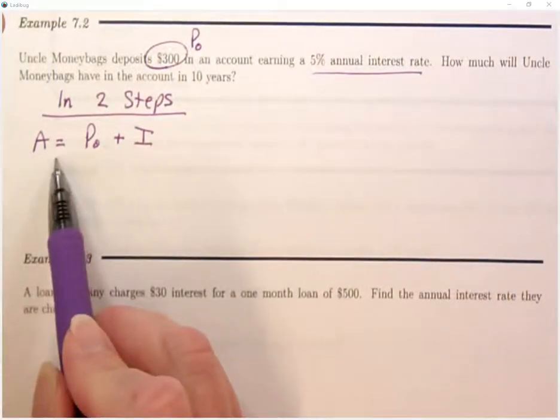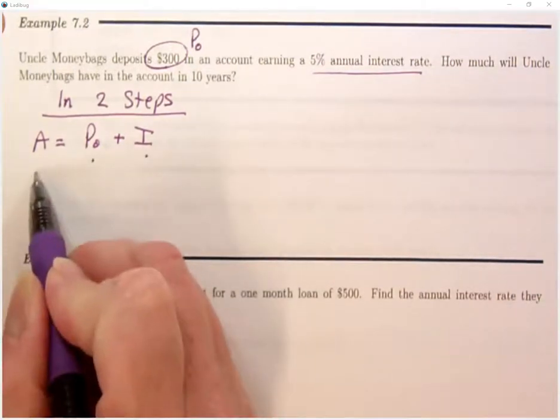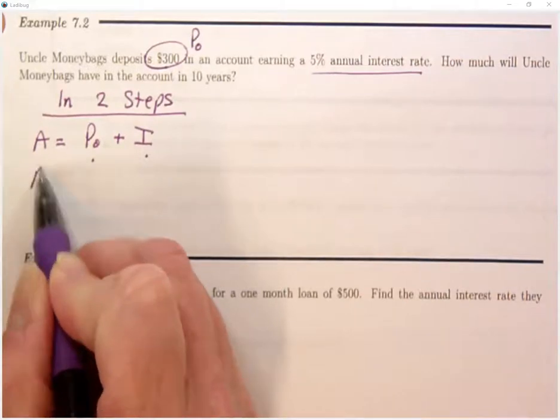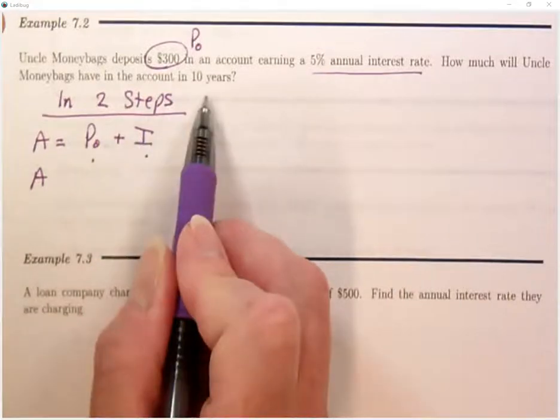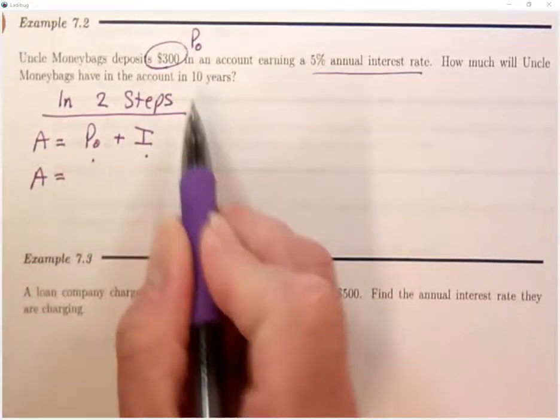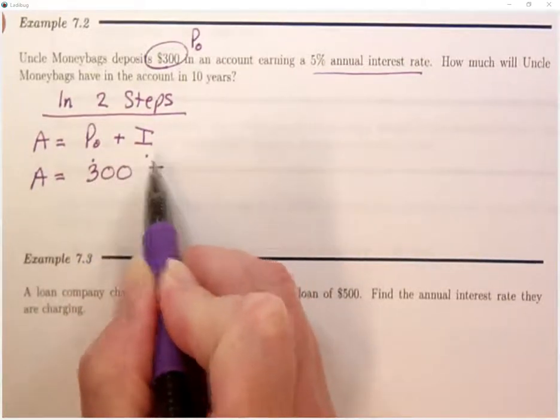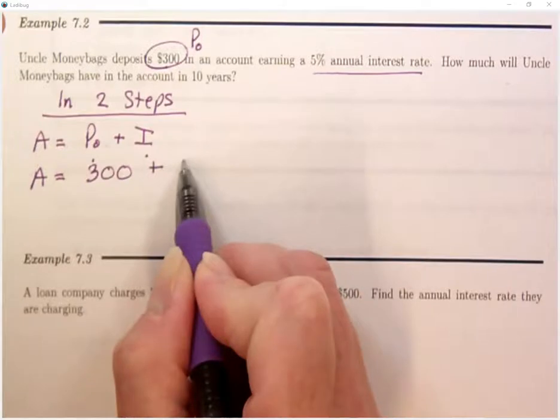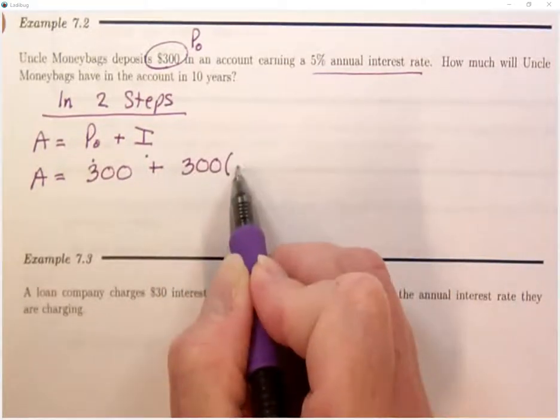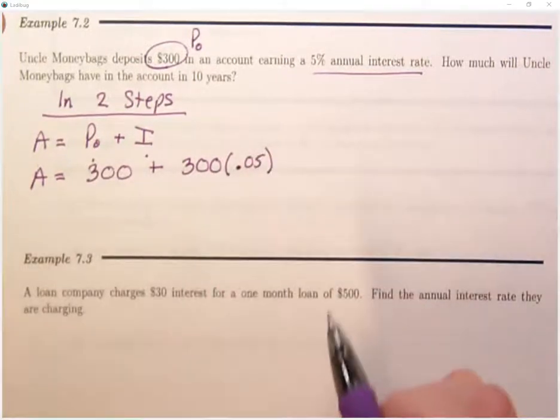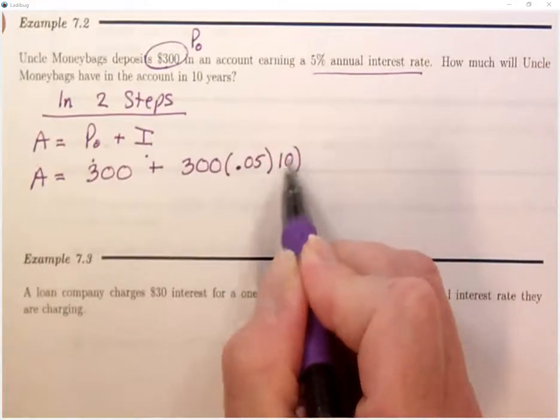We could do it in 2 steps. Amount equals principal plus interest, and we would write it out like this because we're trying to find the end amount. How much will he have after 10 years? And we know that the initial value is 300. We know that I can be written as principal times the rate, which would be 0.05. Don't forget to put it in as a decimal. And then the time is in years as 10.